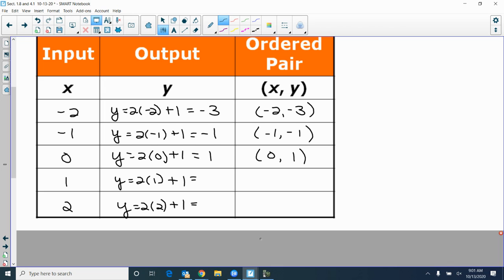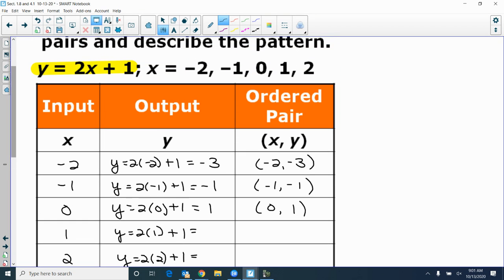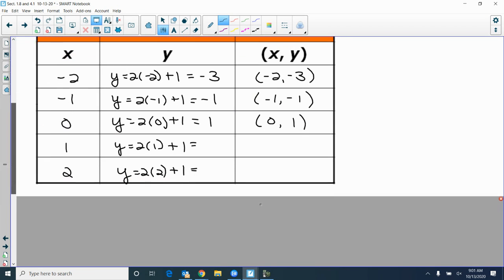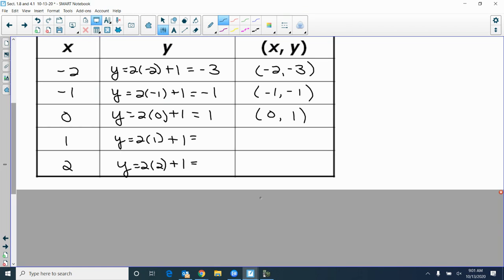Okay, did you get these? All right, yeah, I wrote them down. All right, what's this telling us to do? It says take 2x plus 1. Whatever I plug in for x, I have to multiply it by 2. Take that answer and add 1. So I plugged in a 1. 2 times 1 is 2, plus 1 gives me 3. So that should be a 3 here.